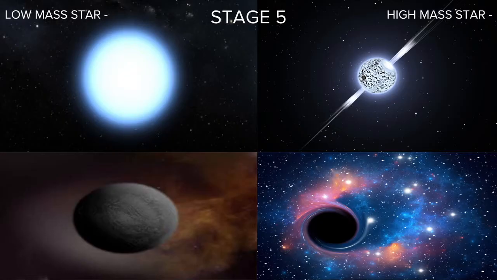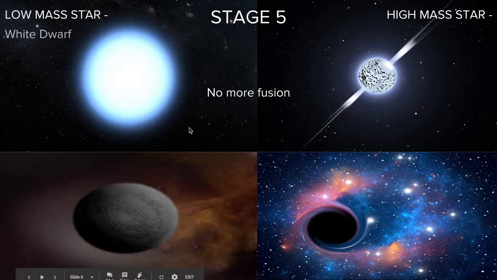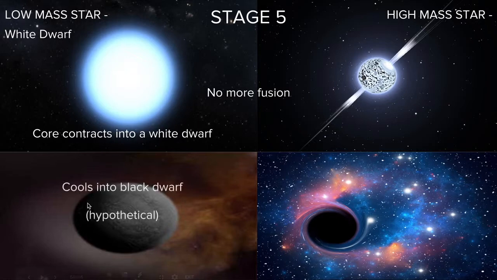Now stage 5 is where no fusion occurs. There's no more fusion. Fusion was in the main sequence or in the red giant or red supergiant sequence. So for the low mass star, a white dwarf is formed, which happens because the core contracts into a white dwarf, so basically it shrinks. And then the white dwarf cools into a black dwarf, but this is hypothetical because the universe is not old enough to know this, because there are no black dwarfs at this current moment. Our universe is too young.